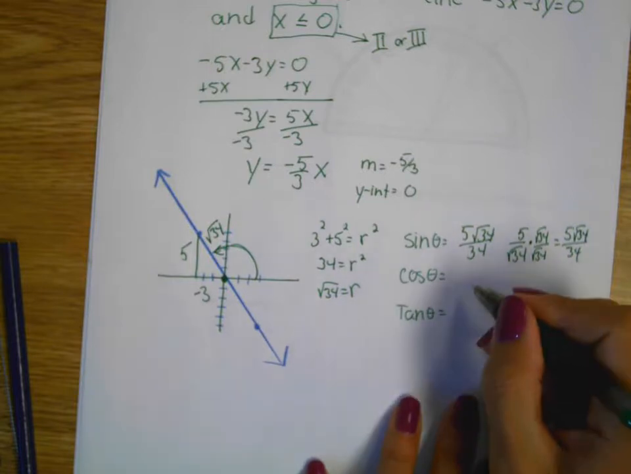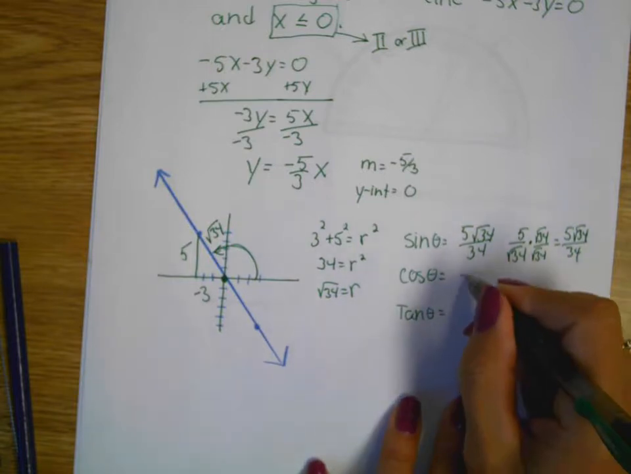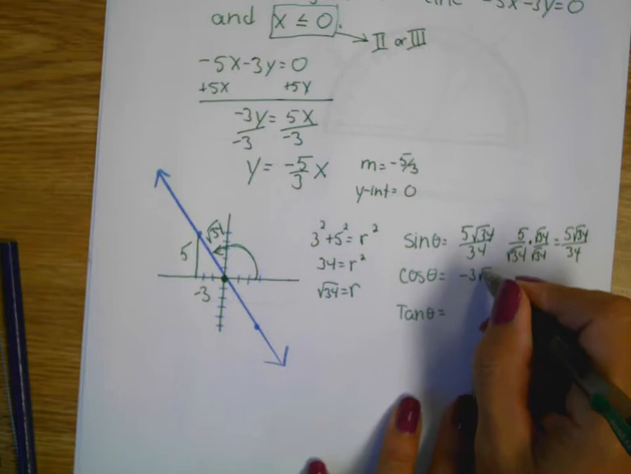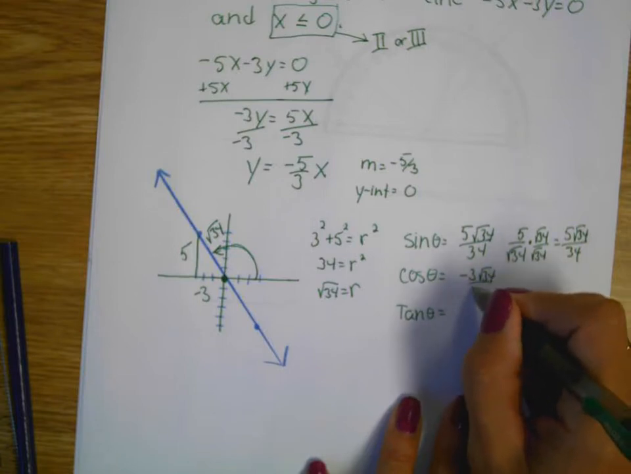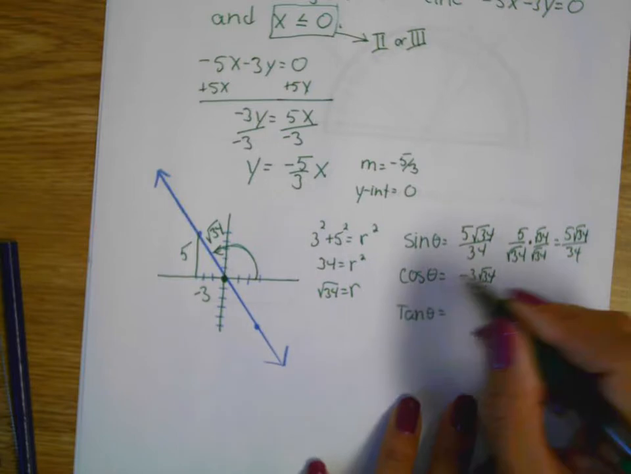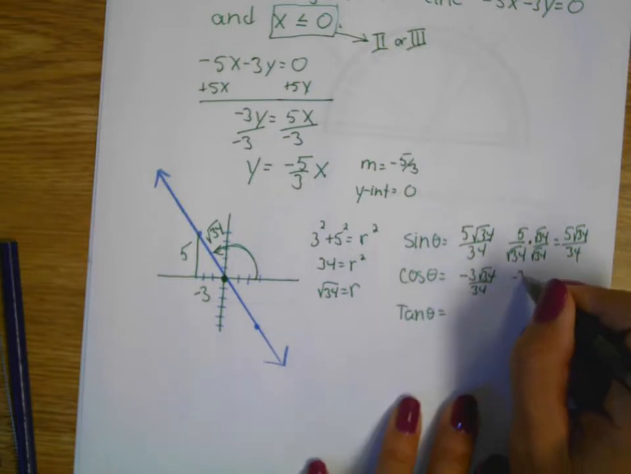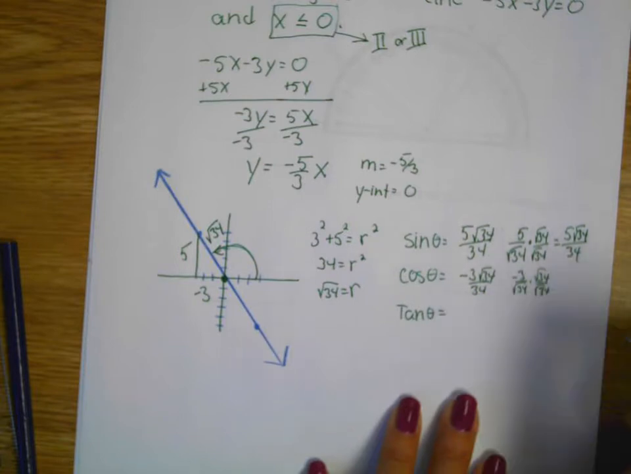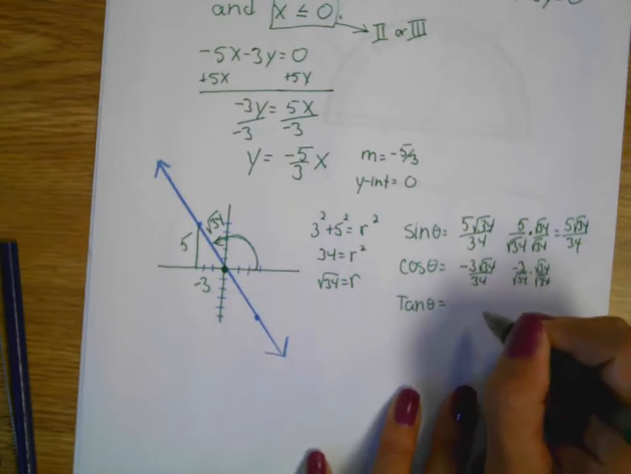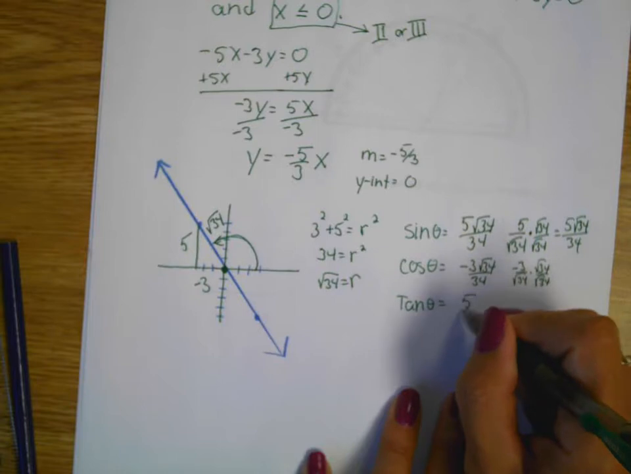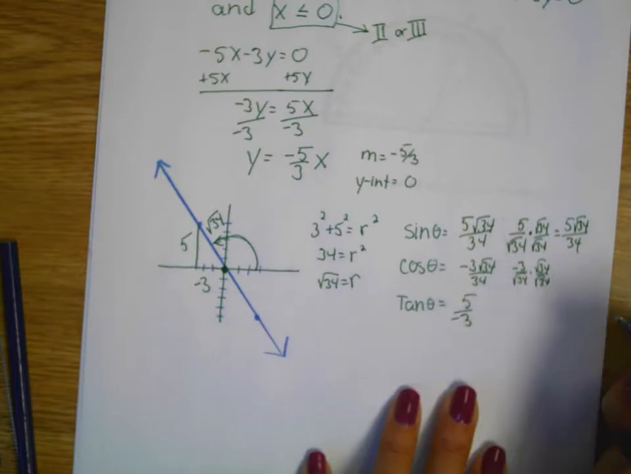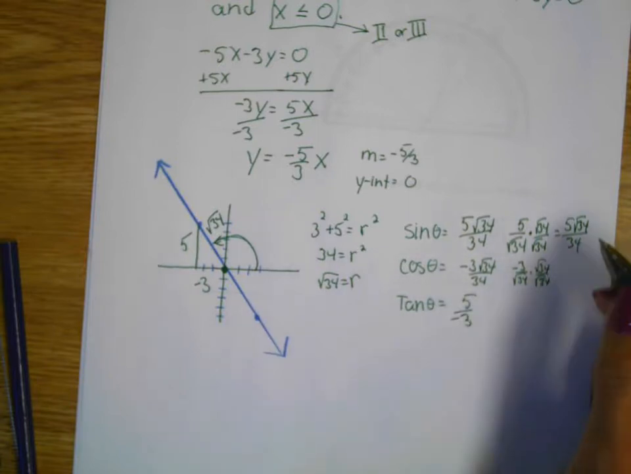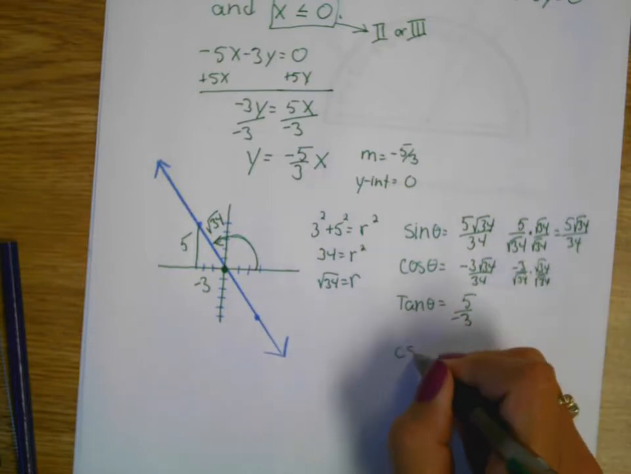Sid, what did you get for the cosine then? You are correct. Same process. It starts out -3 over square root of 34. Hit it with a 1. And you get the answer she came up with. And then, Sid, for tangent? 5 over -3. Okay. Now the cosecant, secant, and cotangent.